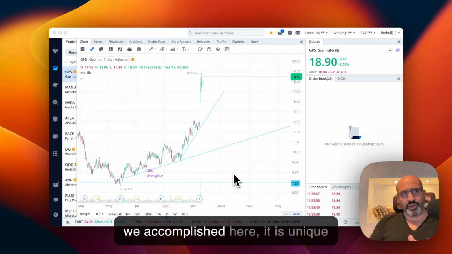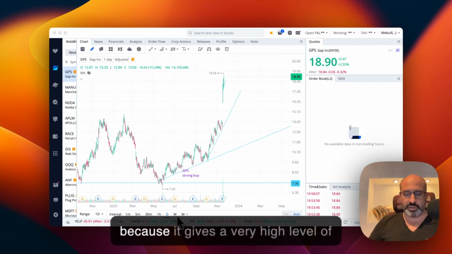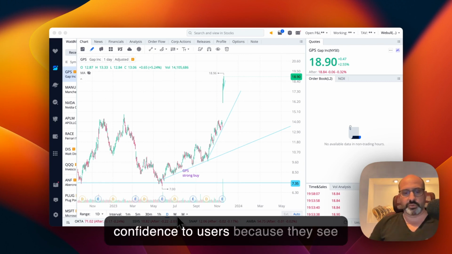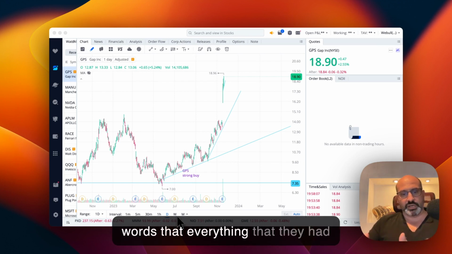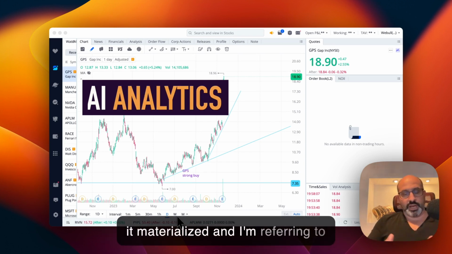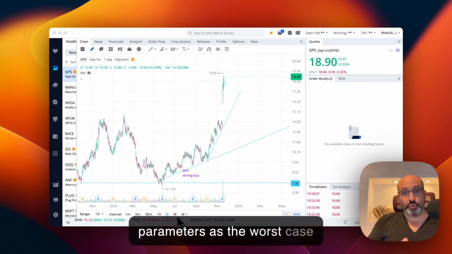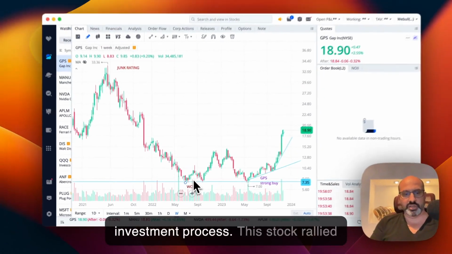What we accomplished here is unique, and this is important because it gives a very high level of confidence to users, because they see it happening. In other words, everything that they had access to, the information, the analytics, it materialized. And I'm referring to parameters such as the worst case scenario. So I'm going to illustrate this by addressing a bit the investment process.